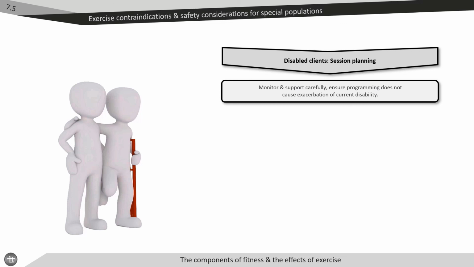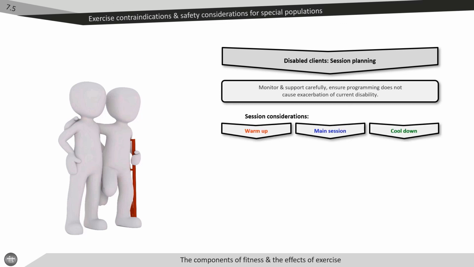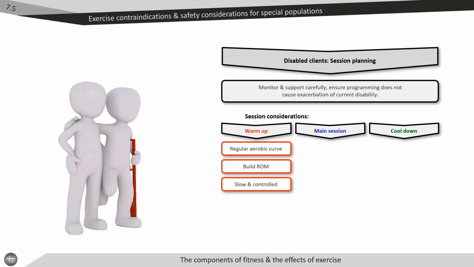When planning programs for the disabled population group, considerations for the warm-up, main component and cool-down elements should include warm-ups being regular aerobic curves on an appropriate cardiovascular piece of equipment, building the range of motion of mobility exercises gradually. Slow, controlled movements with a focus on correct posture, alignment and technique should all be encouraged, and exercises modified where appropriate. The main element of the session should consist of both cardiovascular and resistance training.